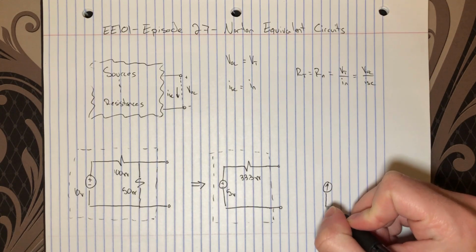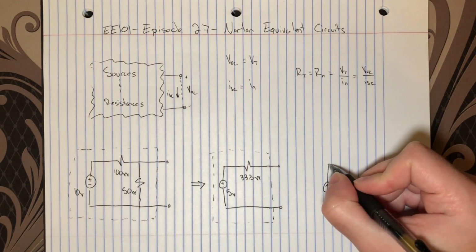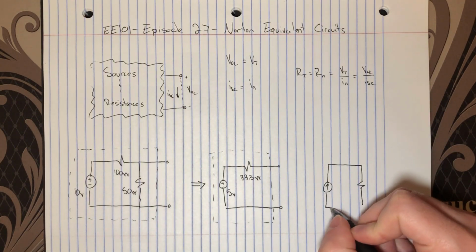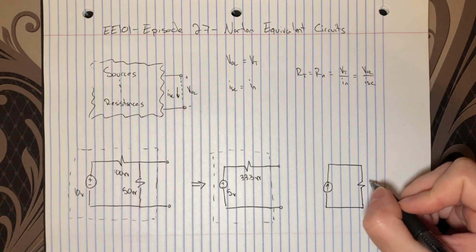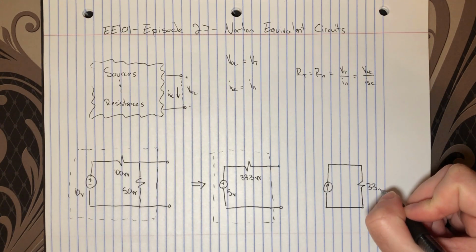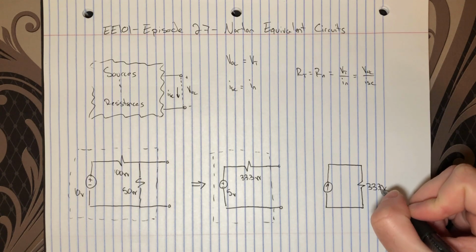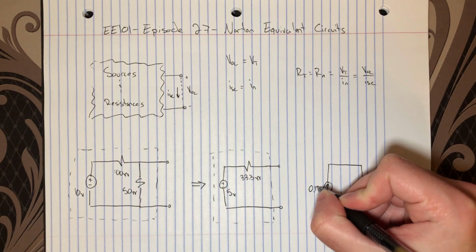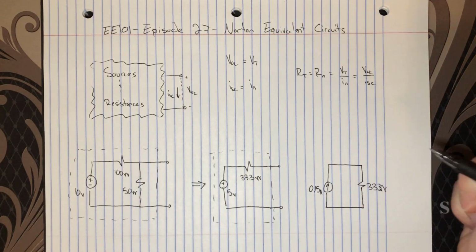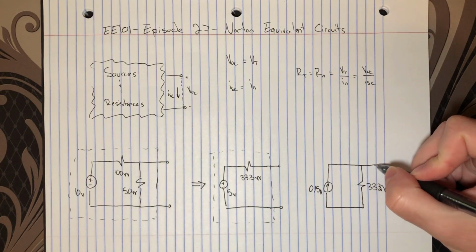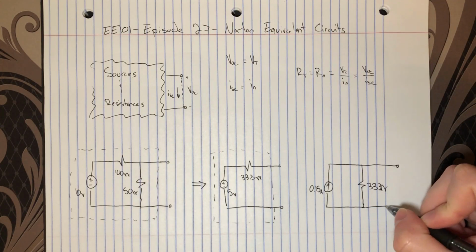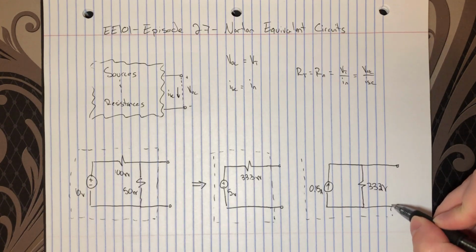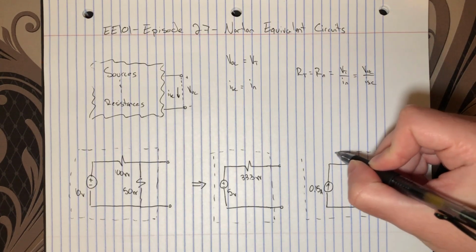And it looks like an independent current source like this in parallel with a resistor, which is the Thévenin resistance or Norton resistance. Again, they are equivalent. 33.3, that's 33.3 ohms. 0.15 amps, like we computed in a previous episode. And then we have our terminals coming out here. And let me draw a dashed box around this like that.